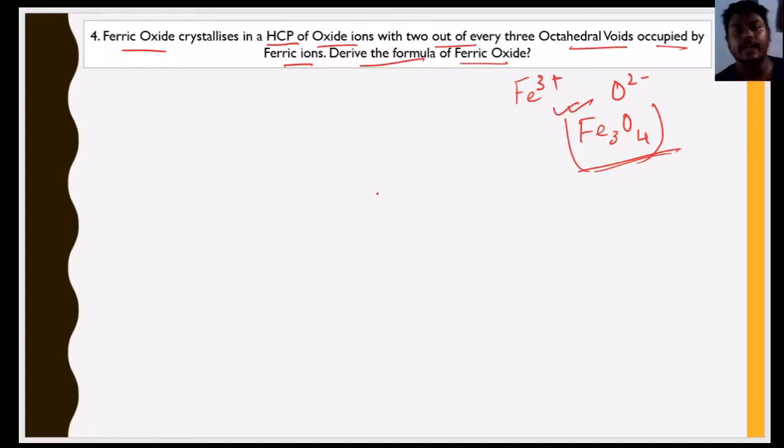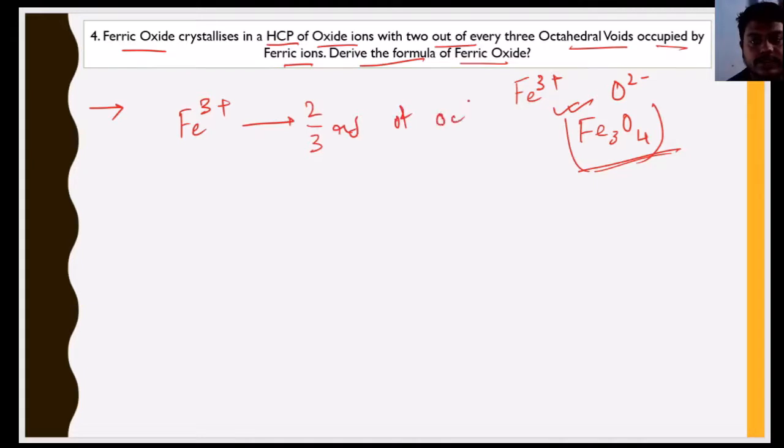How can you derive that part? It is something derived as it is. So what is being said? You have the Fe3+ which is in 2/3 of octahedral voids. Okay, and the oxide is occupying HCP arrangement, that is hexagonal close packing arrangement.